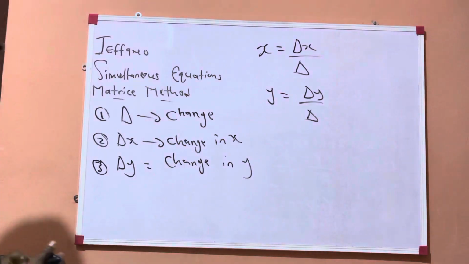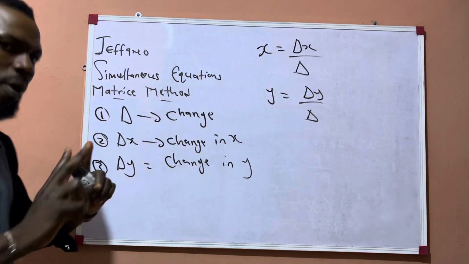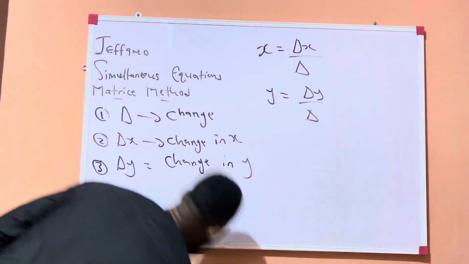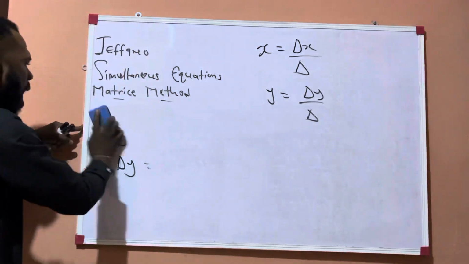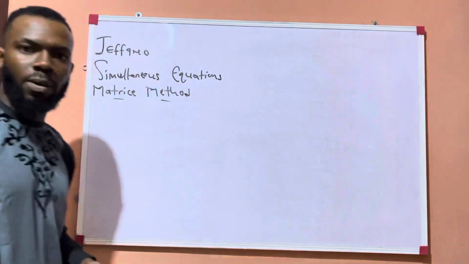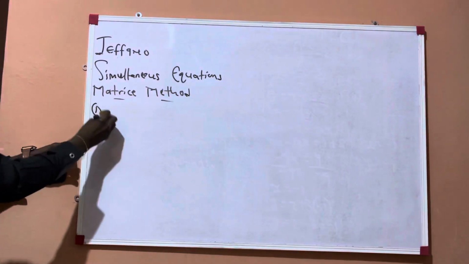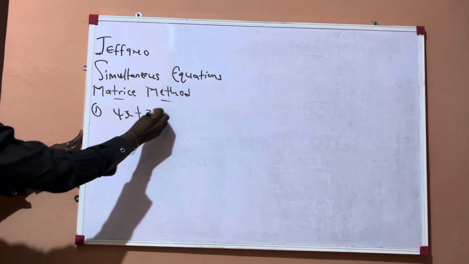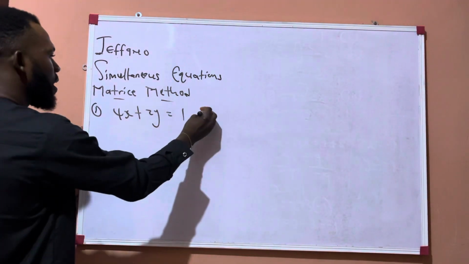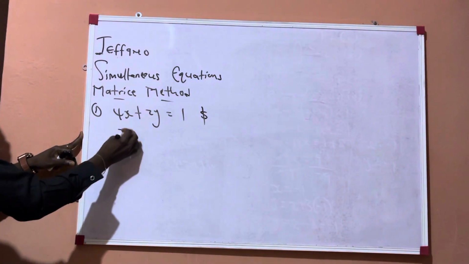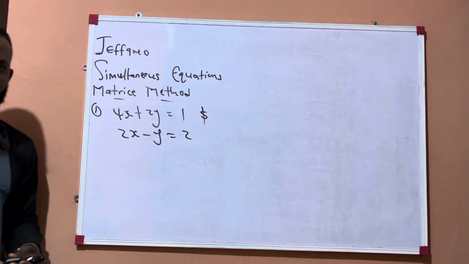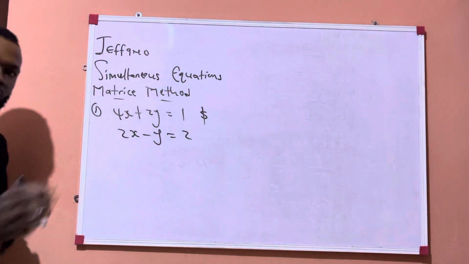Okay, now that we have explained this, let us use two examples to see how this thing really works. And I bet you after these two examples, you will know how to use matrix method in solving simultaneous equation problems. Okay, now let us assume the first question is 4x plus 2y equal to 1. Okay, and let's say 2x minus y is equal to 2. Now let us solve this question using matrix method.